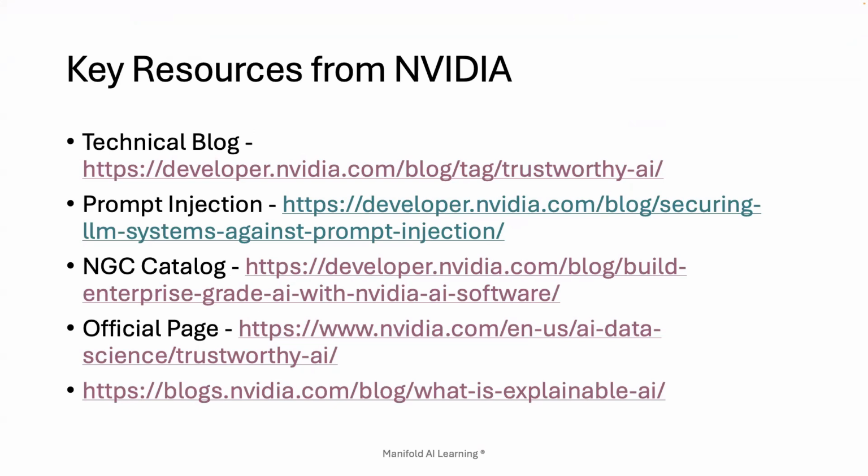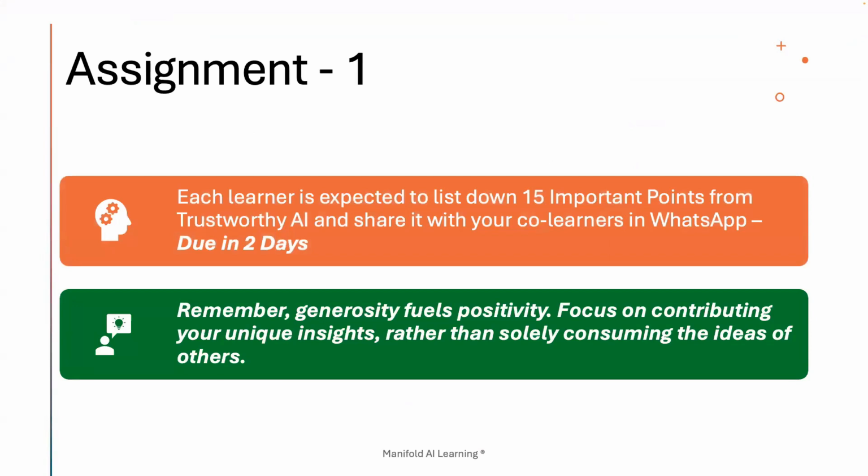Now, based on these key resources and the slide topics, there's a first assignment for you. Each learner is expected to list down 15 important points from this trustworthy AI material and share them with your co-learners in our WhatsApp group. The reason we have kept this is that if each and every learner in the batch shares 15, you can count how many points there will be. I'm sure there will be some repetition, but even so, you'll be able to revise. And more importantly, you will be learning from each other. That's the importance of community.